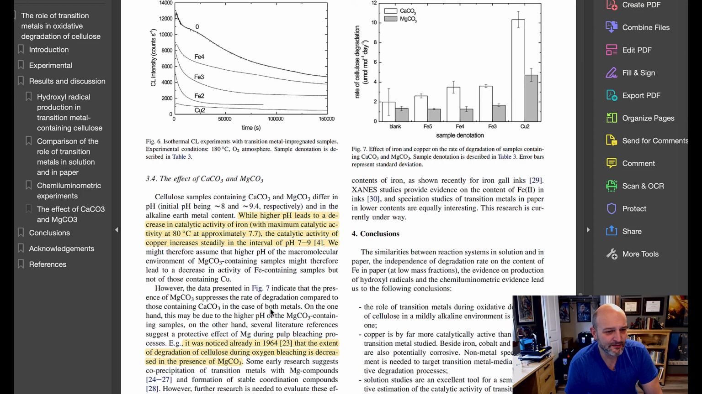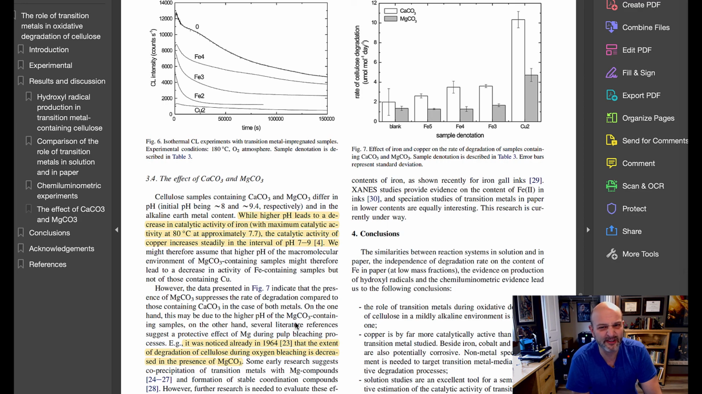It says it was noticed already in 1964 that the extent of degradation of cellulose during oxygen bleaching is decreased in the presence of magnesium carbonate. Yep, that all makes sense. If you can treat your pages with some of these slurries and keep them out, which is one of the reasons you want to use DI water, because your water will have some of the things in it that could contribute to the acidification of your paper and oxidation. So you don't want to do that.